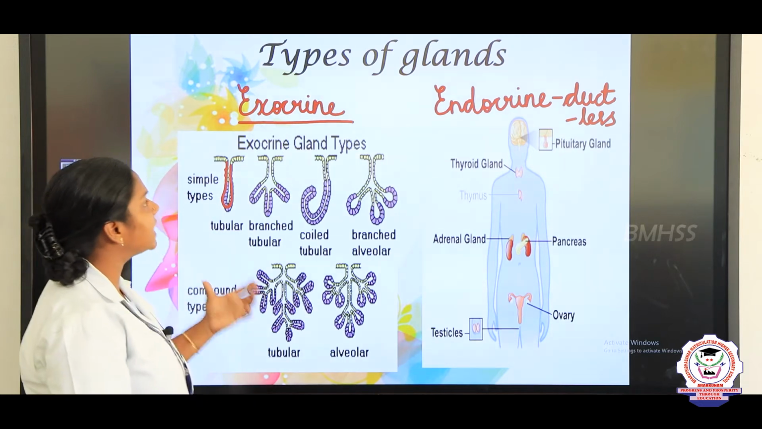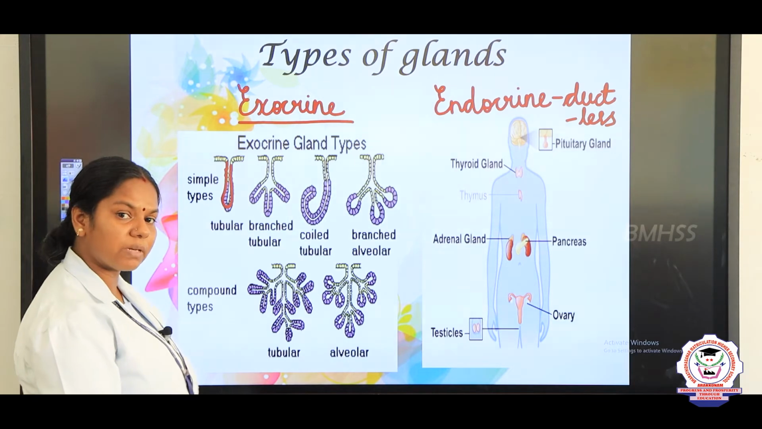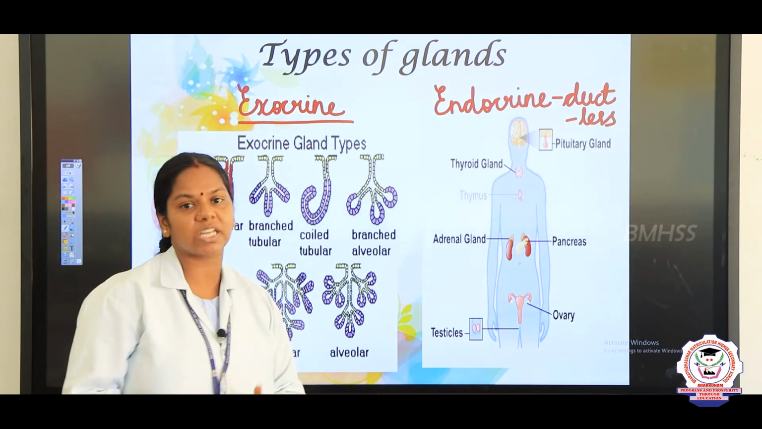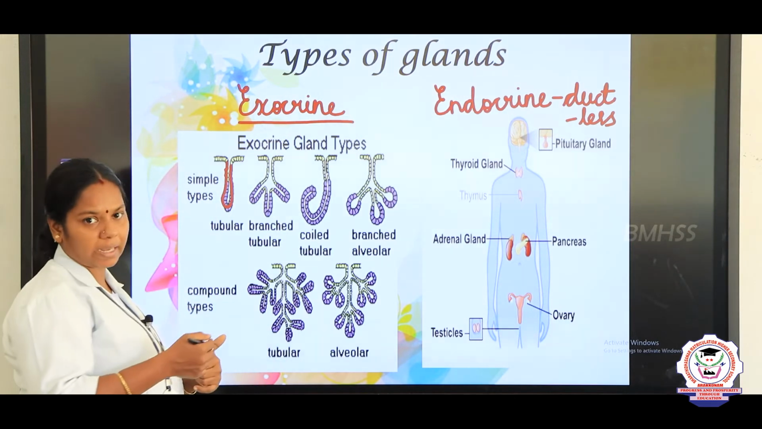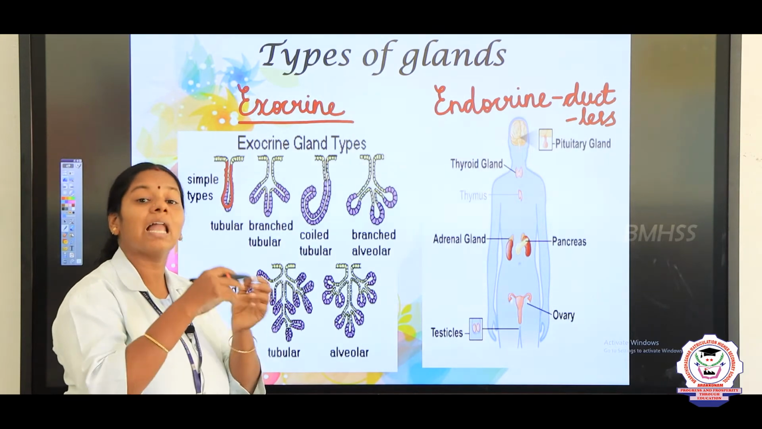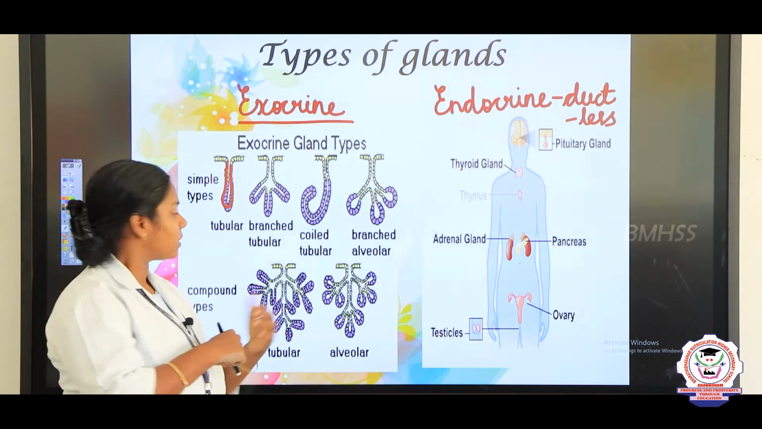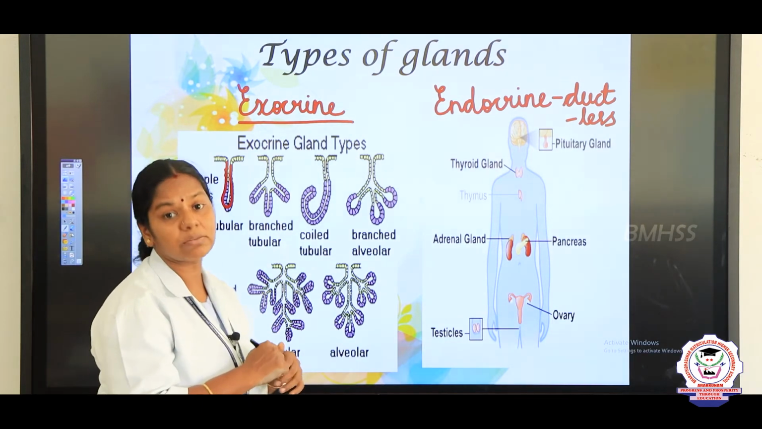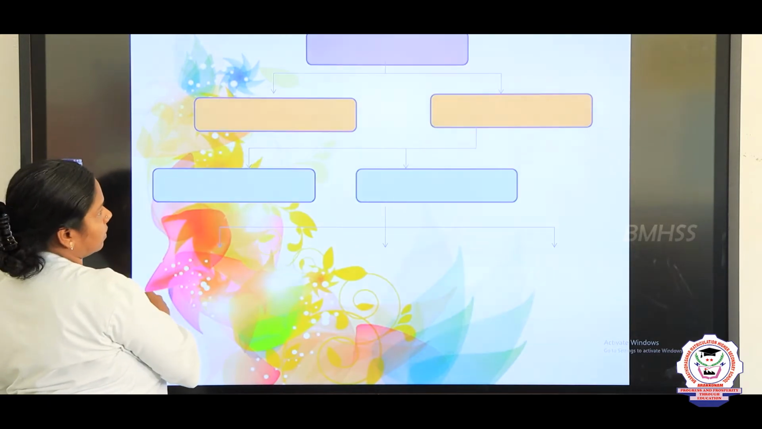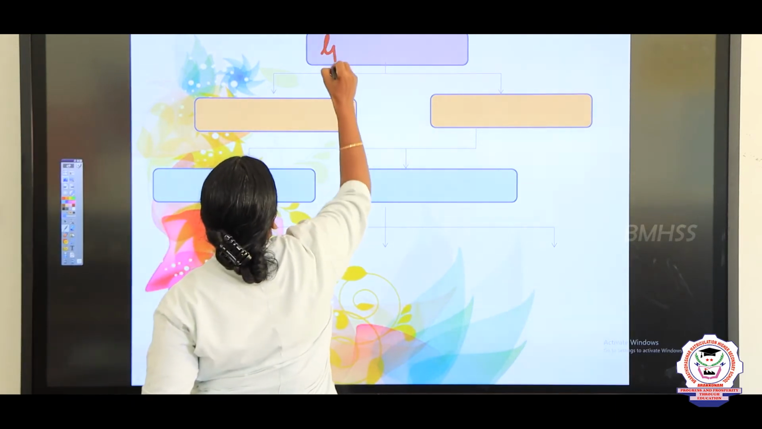And now let us see different types of exocrine glands. The exocrine glands are divisible into simple and compound. And based on their secretions, they are divided as tubular, if the secretory part is tube shaped, alveolar, and sometimes tubulo-alveolar. So, let us see what are all the types of exocrine glands. Now, let us write the classification, children. So, what is the first one?